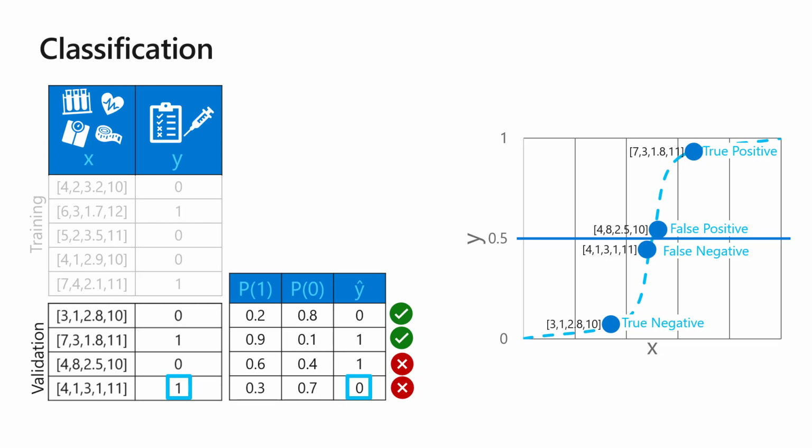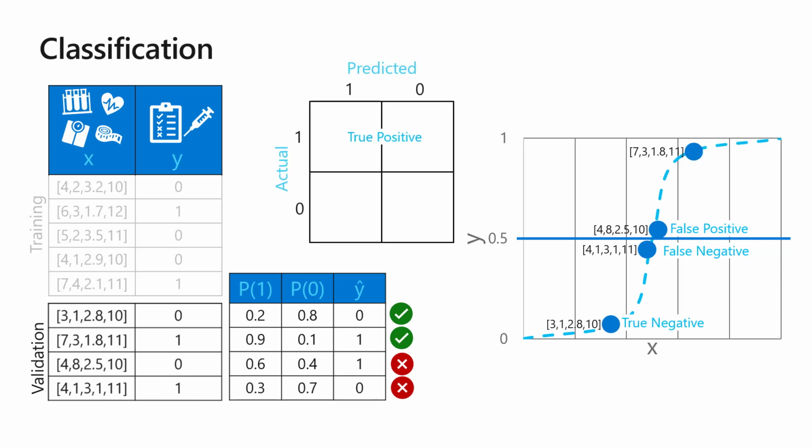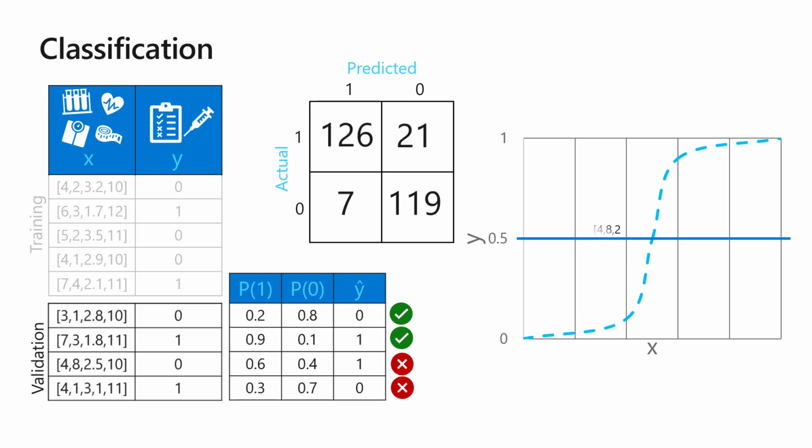And the fourth one, well, again, this time it's wrong, but this time it's a false negative. Now, when we want to evaluate this model overall and see how well it's performing, we can tabulate these results into a format called a confusion matrix. In a real scenario, we'd actually have many more data points than this, so we would have something that probably looks a bit more like this.